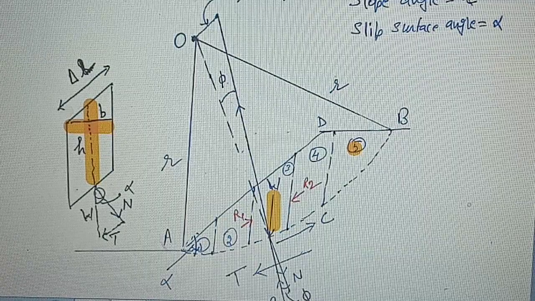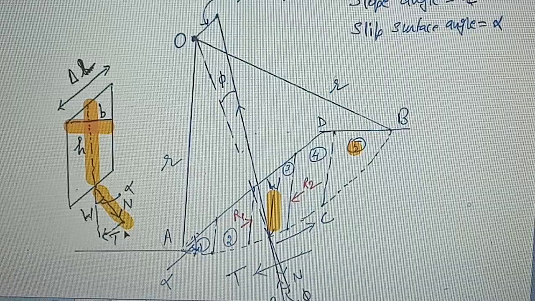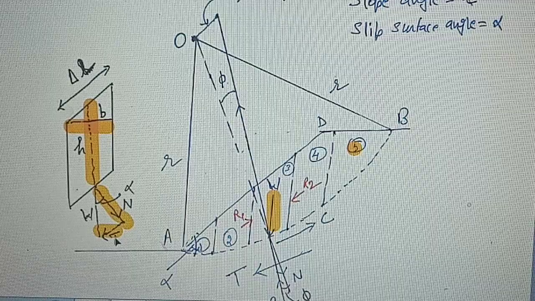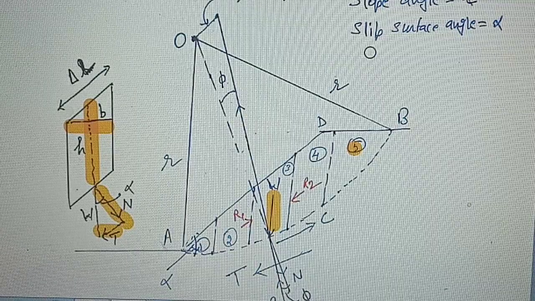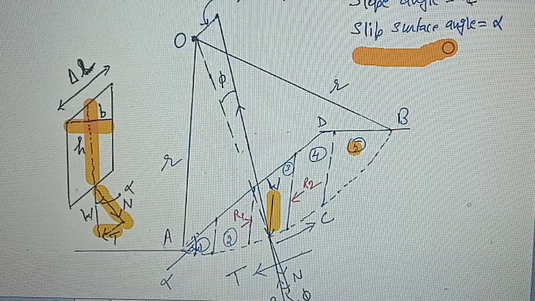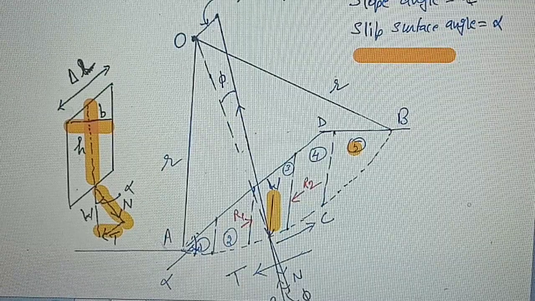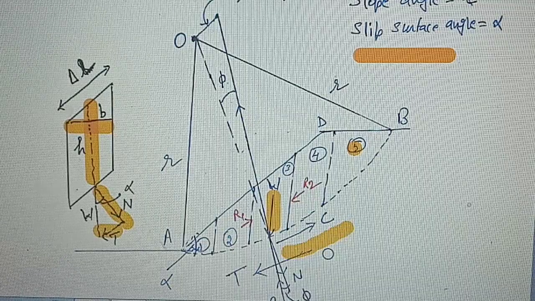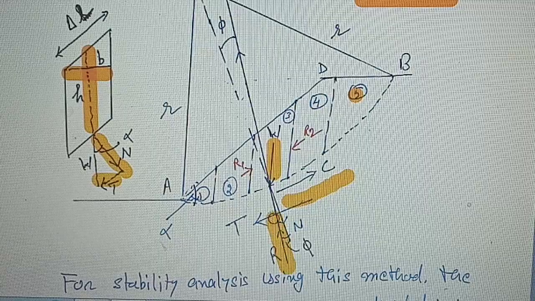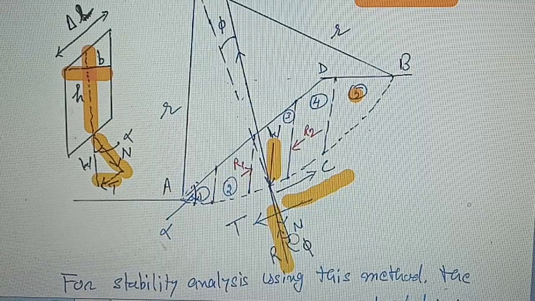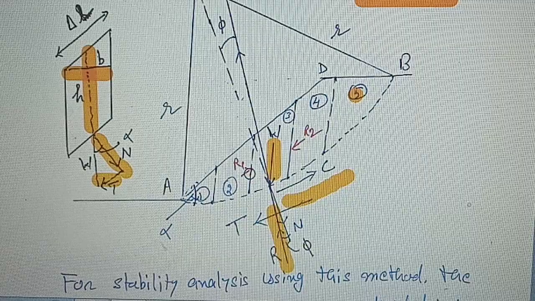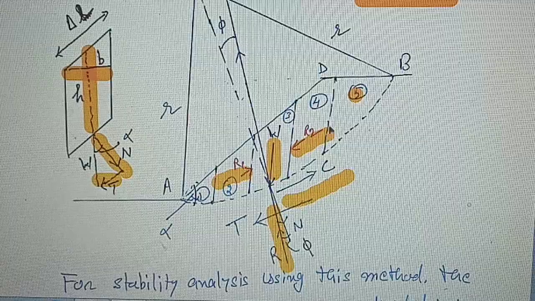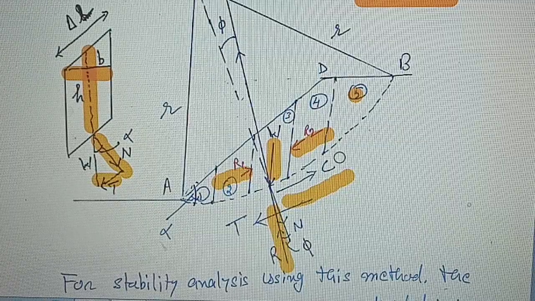The weight W is resolved into two components, N and T, where N is the normal and T is the tangential component, and alpha is the slip surface angle. The second force is the cohesive force acting along the slip surface. Third, the reaction R acting at an angle of phi with the normal. Also, there are reactions on the sides of the slice, that is R1 and R2, which are assumed to be equal.